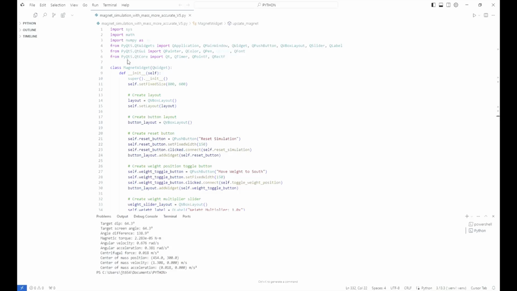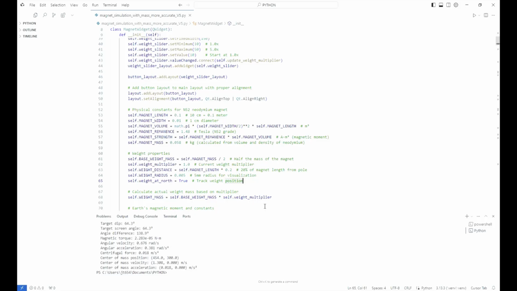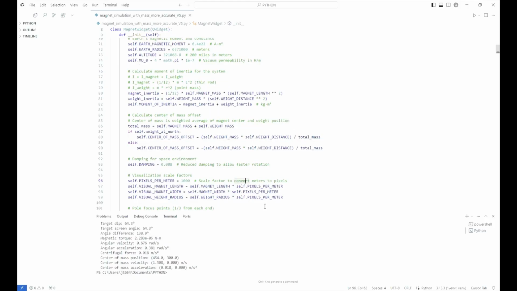Here's the program in Python. It's a little hard to read because of my Xbox simulator screen capture, but you should be able to read most of it. If you're familiar with Python, you'll understand it. It's with the help of Cursor AI. So Cursor AI was very, very helpful with this.